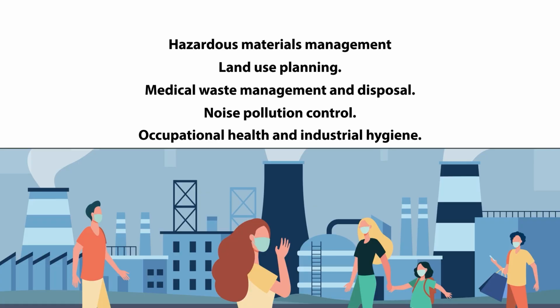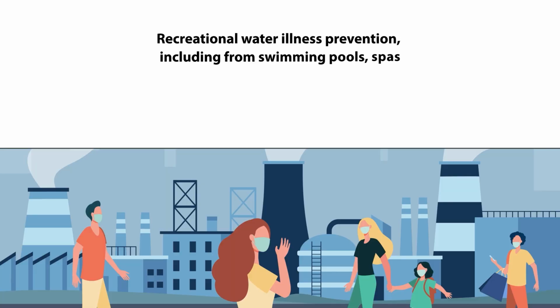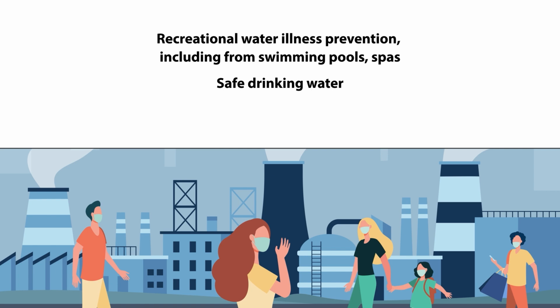Occupational health and industrial hygiene is also a very important aspect, which encompasses environmental health. Radiological health includes exposure to ionizing radiation, from X-rays and also the radioactive isotopes used in chemotherapy and various cancer clinics and so on. It also focuses on recreational water illness prevention, including that coming from swimming pools, spas, and water bodies where outdoor sports, water sports and yoga activities can be done. Safe drinking water is also addressed here.